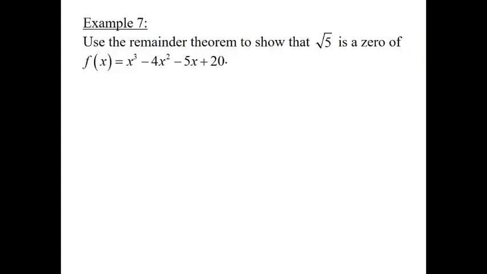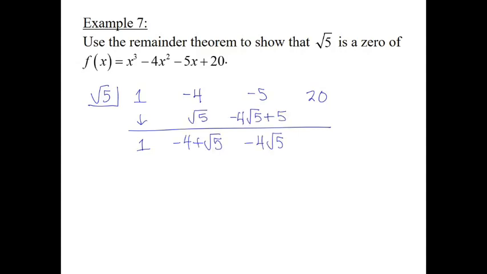Which says use the remainder theorem to show that square root of 5 is a 0 of this polynomial. So you plug in square root of 5 to all of that. They did the division. Okay, so bring down your 1. This is a harder problem. Multiply by square root of 5. And then you can't add those directly, you just have to write -4 plus square root of 5.